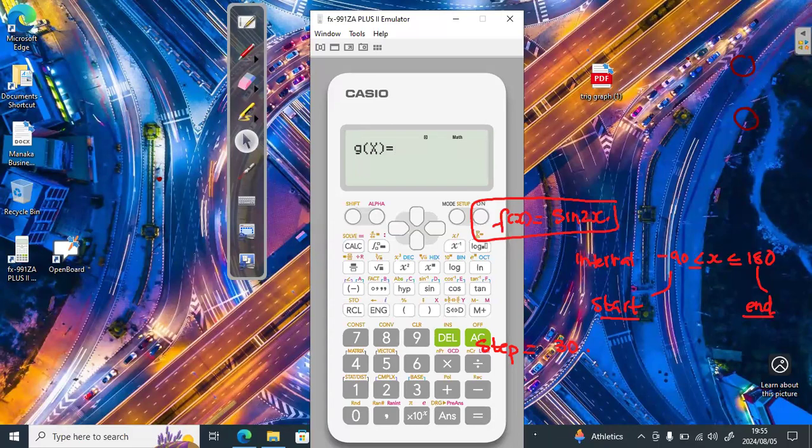What is g of x? I don't have it. I'm going to leave it. Press equals. Start. Where does your graph start? Does it start at negative 90? I'm going to put negative 90.